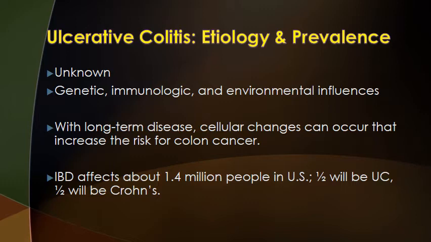Etiology and prevalence. Well, the etiology is unknown. It may be genetic, immunologic, and environmental influences that cause it to become an issue. With long-term disease, cellular changes can occur that increase the risk for colon cancer in these patients. IBD, both ulcerative colitis and Crohn's, affects about 1.4 million people in the United States, and it's about half and half, where half will have one and the other half will have the other. Sort of, although I've read later that Crohn's affects about 1 million people, so I don't know. It's a lot of people.